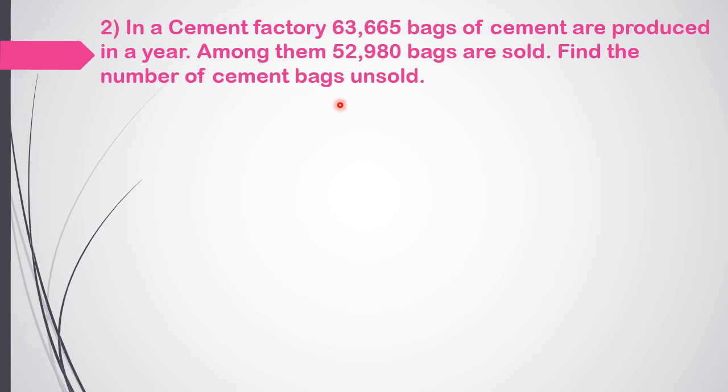In 1 year, 63,665 bags are produced. Among them, 52,980 bags are sold. So now we are going to find out the number of bags unsold. Here I already told you, whenever we are going to find the difference, the remaining, the balance, these are all keywords. Whenever you find these keywords, you have to subtract.